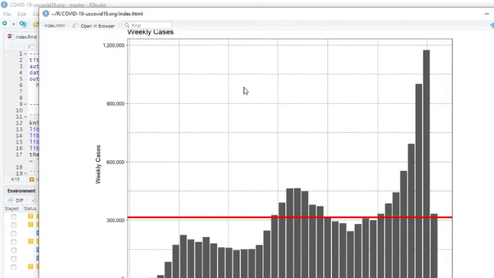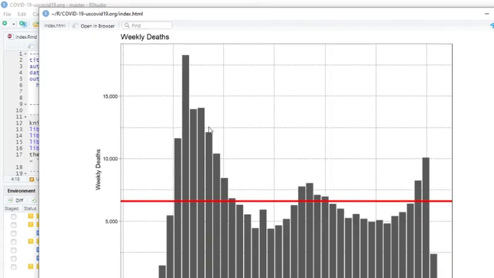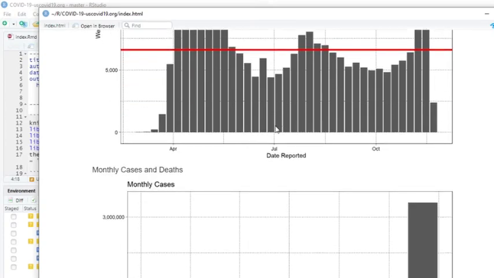Let's just say that last week's cases were close to 1.2 million cases for the week. The last 2 weeks again, deaths spiked up to 10,000 for the week. But we still have all this period here when it's below, which is why the mortality rate is so low.